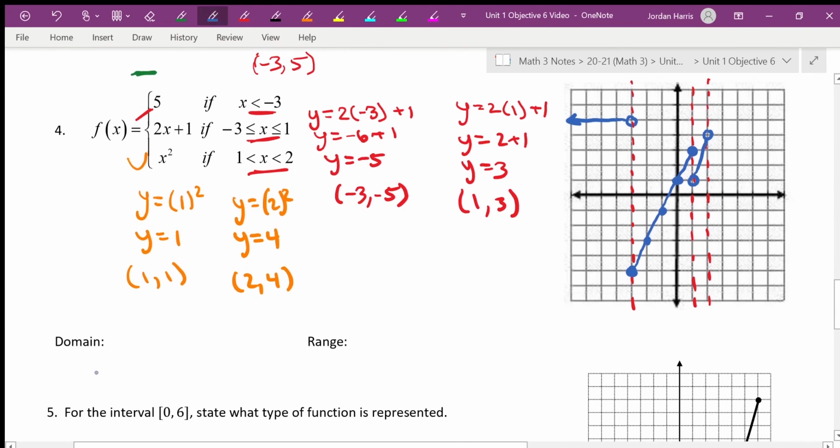Okay, so my domain, how far left? -infinity. How far right? Okay, be careful, there is a hole, but it's filled in here, so we keep going. And then I have a hole at the very end of this part, and there's no arrow, so 2, not including.